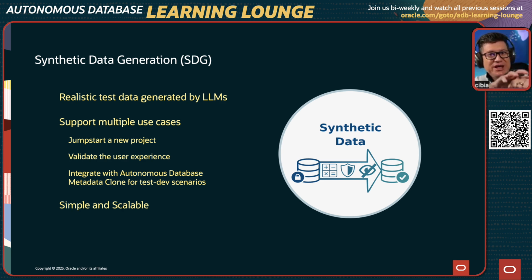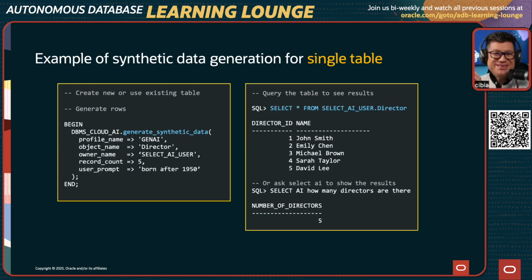So you have no data, but you have all the columns, right? And all the metadata of the tables, right? From production, for example. And it's super simple now. You can actually get data generated for those tables, right? Synthetically, right? From a DBMS Cloud AI, right?